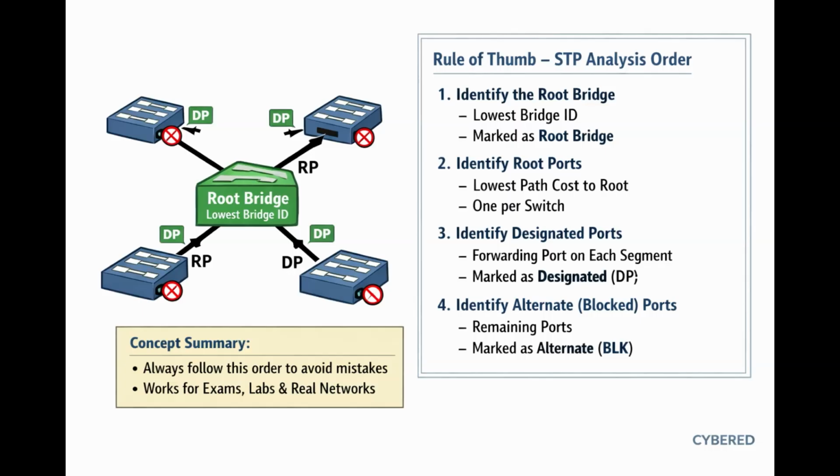Rule of thumb for identifying STP roles: always work through spanning tree in the following order. 1. Identify the root bridge. 2. Identify the root ports. 3. Identify the designated ports. And 4. Identify the alternate blocked ports.